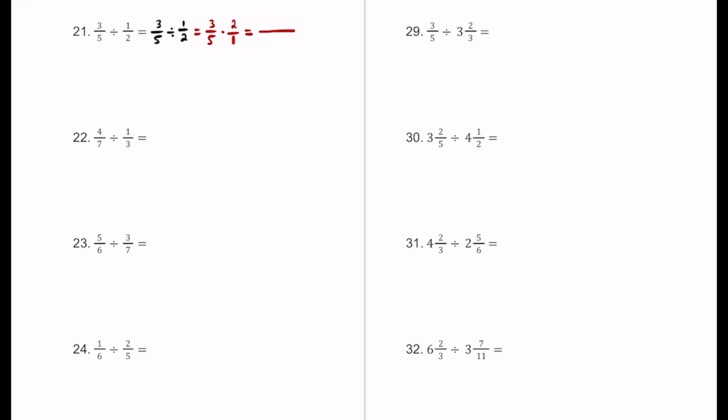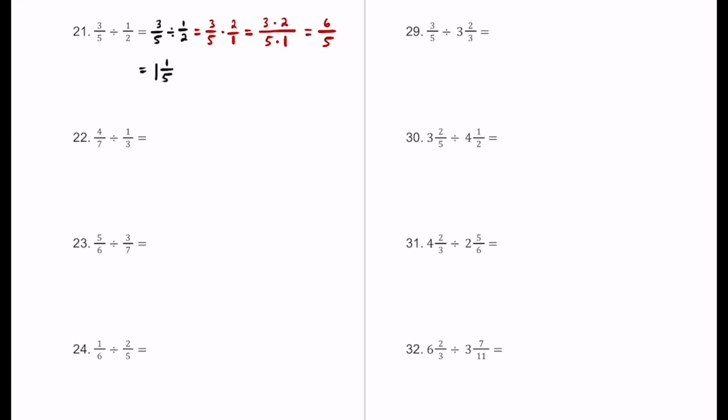Then everything's prime here, so nothing can be broken down. So 3 times 2, 5 times 1. 3 times 2 is going to be 6, and 5 times 1 is 5. So as an improper fraction, that's going to be our answer. As a mixed number, you can say that's going to be 1 and 1/5, right? 5 fits into 6 one time with 1 left over.